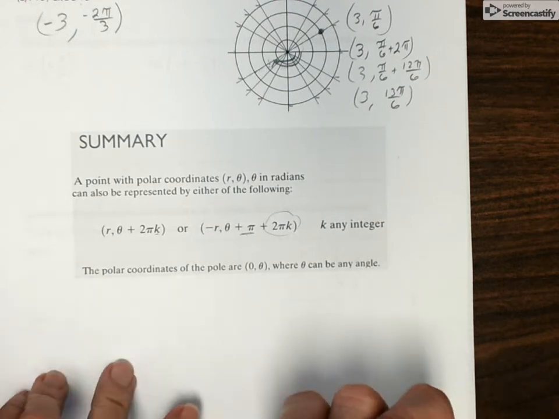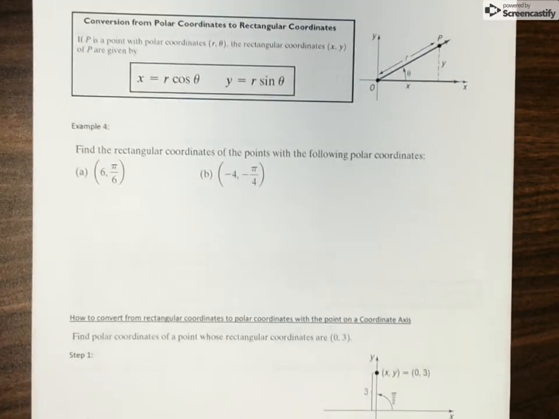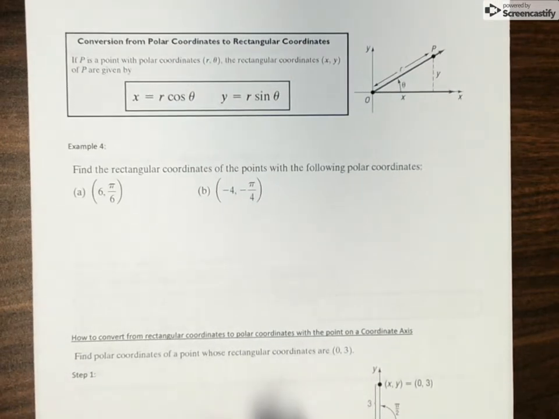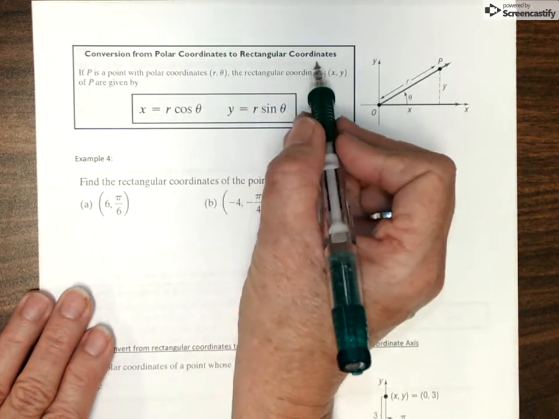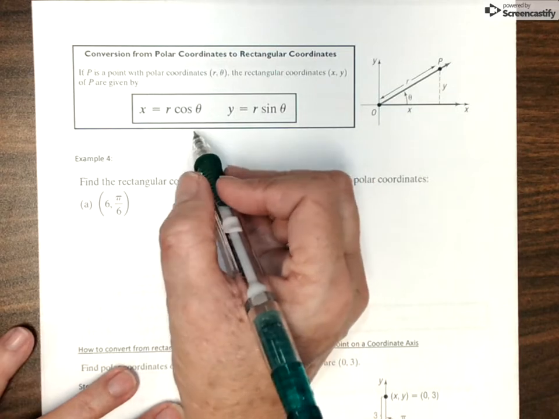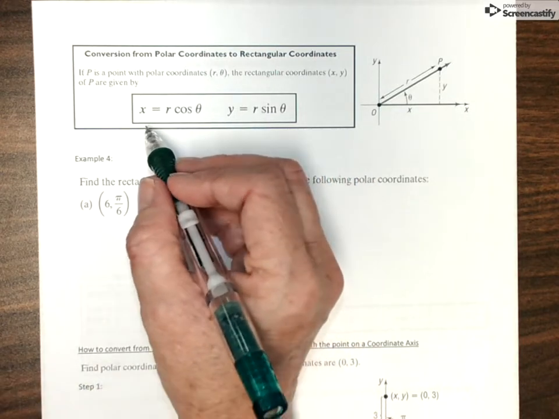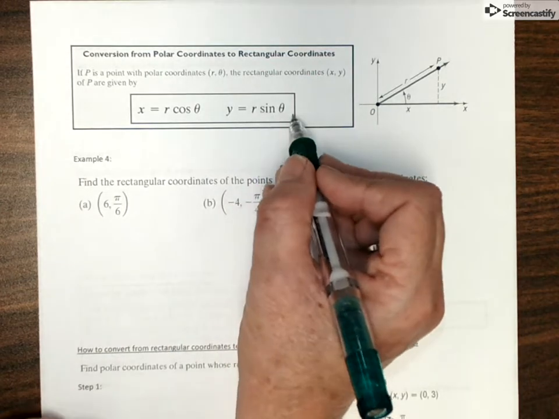Okay, this seems like a lot of new terminology, but it's really not going to be that confusing once we start using it. And the next thing we want to do, now that we understand how points using polar coordinates work, is learn how to go from polar coordinates to rectangular, so to x and y, or the Cartesian grid. And we have this formula here: x equals r cosine of theta and y equals r sine of theta.